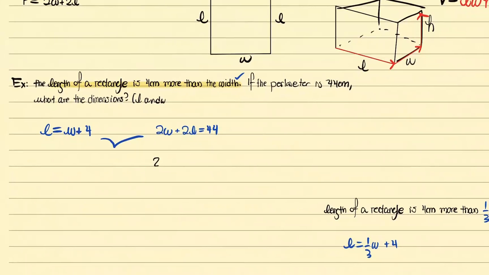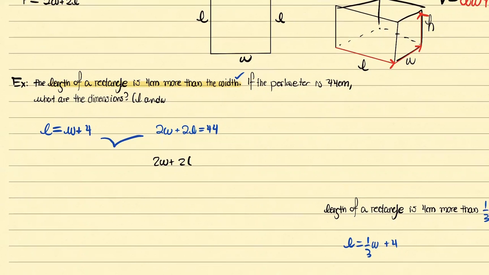So what I'm going to do is do 2W plus 2 times, and what is L? L is W plus 4. So in the parentheses, this is important. We need to put this in parentheses. Where I previously had L, what I'm going to do is substitute L, which is W plus 4, for L.